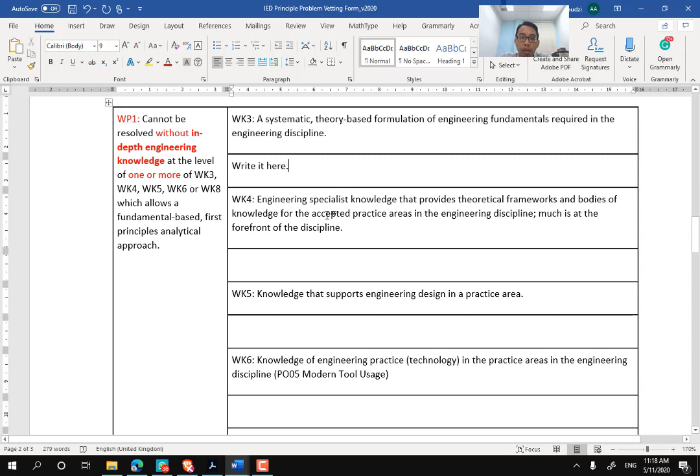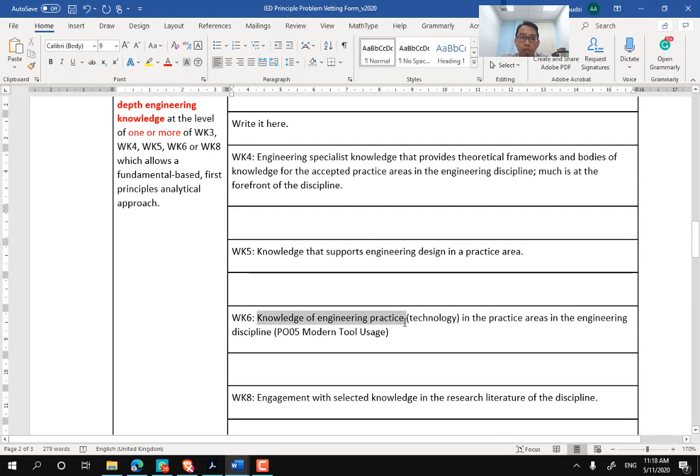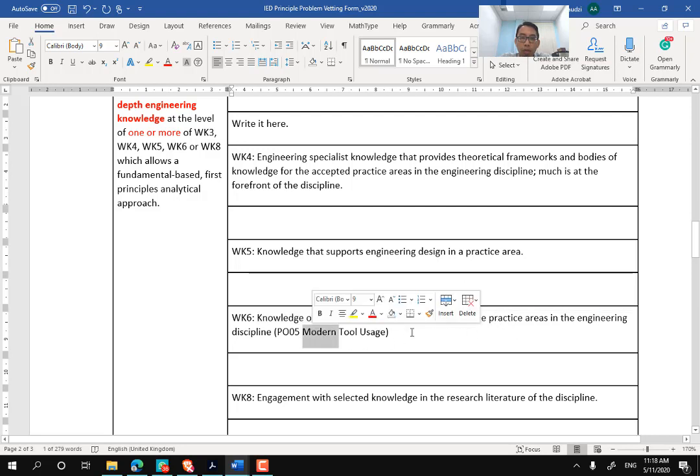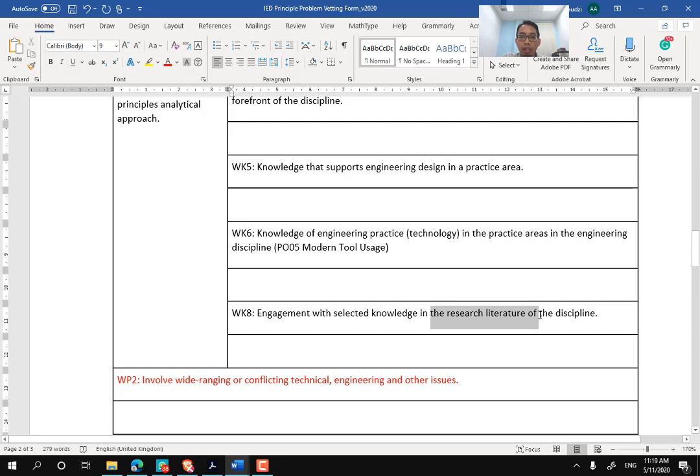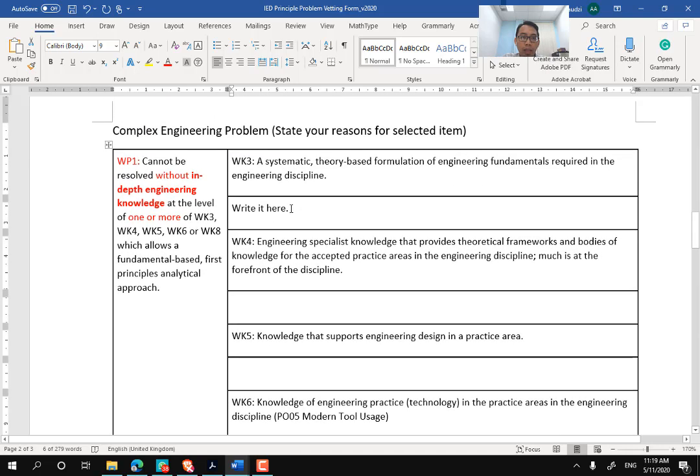If you mention that your problem requires a knowledge of engineering practice technologies, maksudnya you use some technologies, modern tool usage, like you say this problem requires you to design a solution, requires you to use software for 3D design, mechanical design. So discuss with your supervisor, and this will require you to go and research for certain information. I left it blank under each item so that you can use it. Remember that you don't have to take it all.